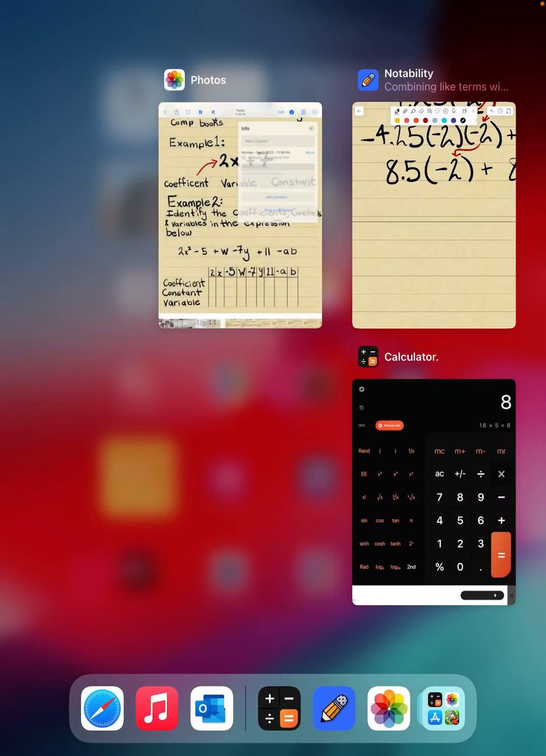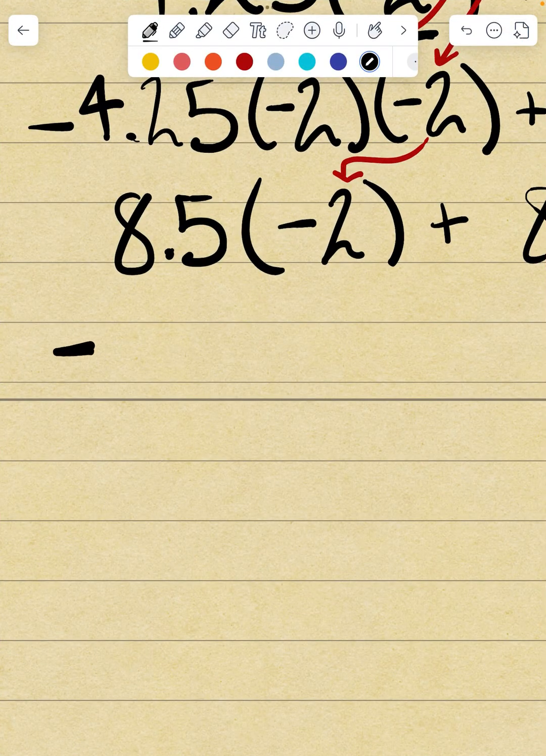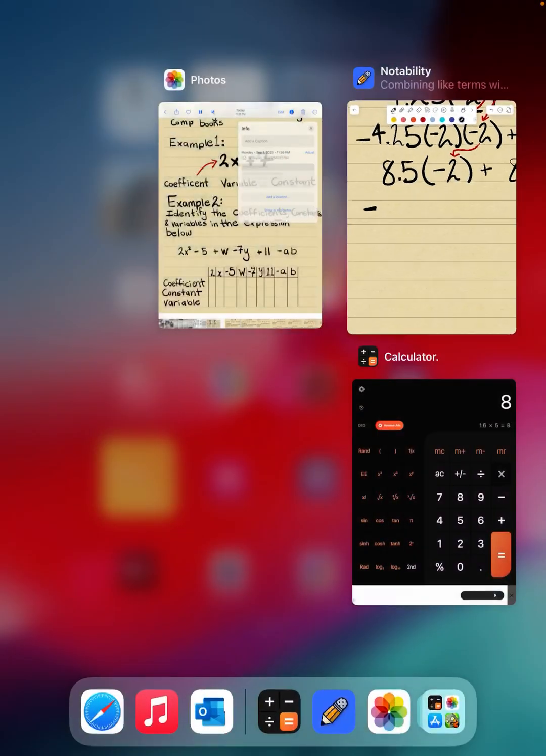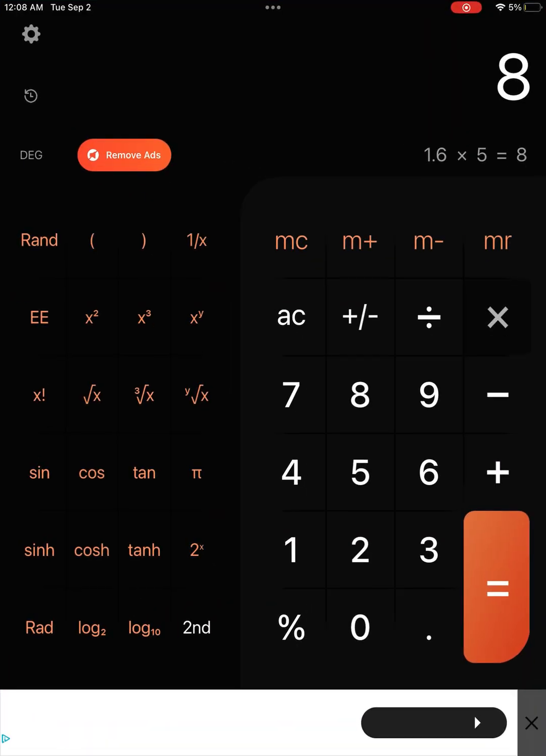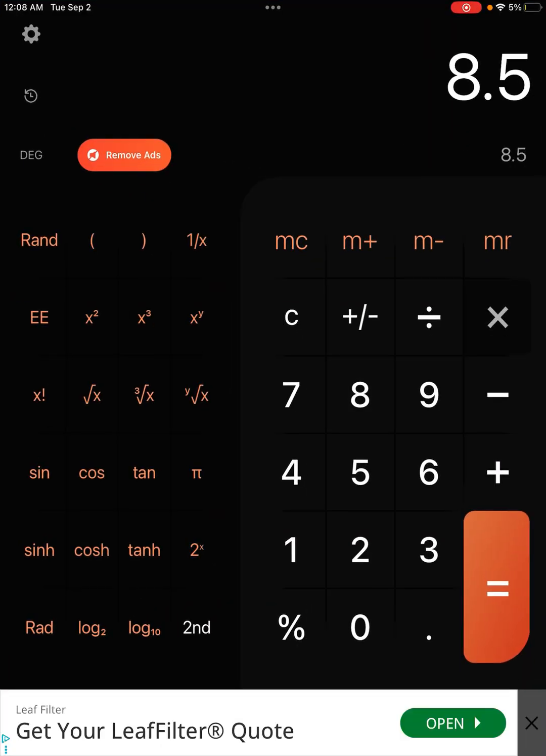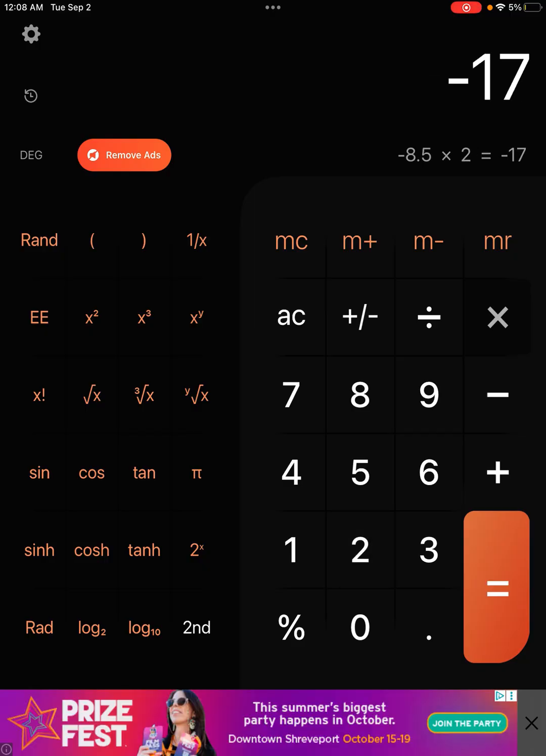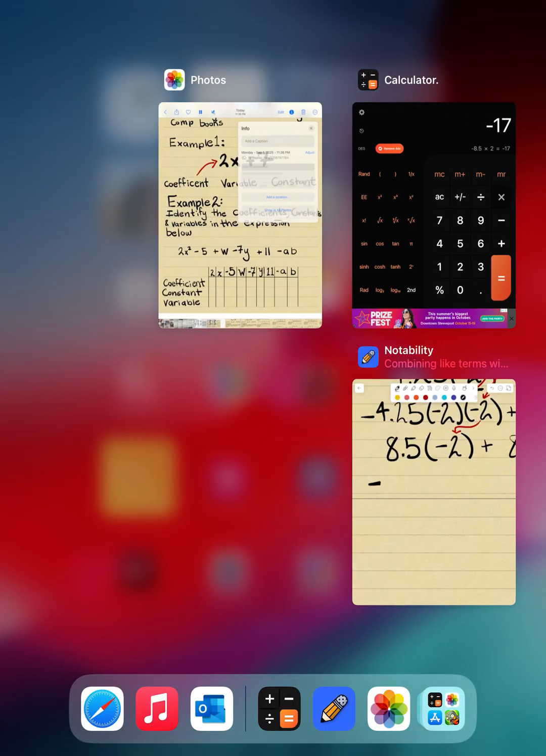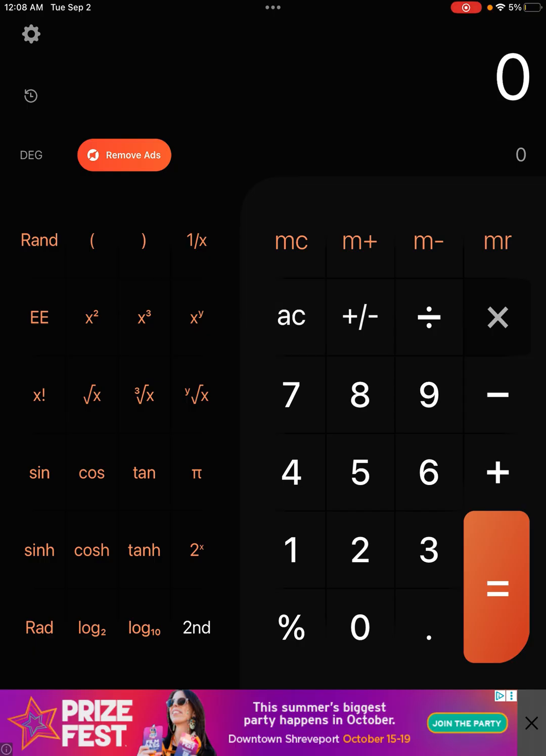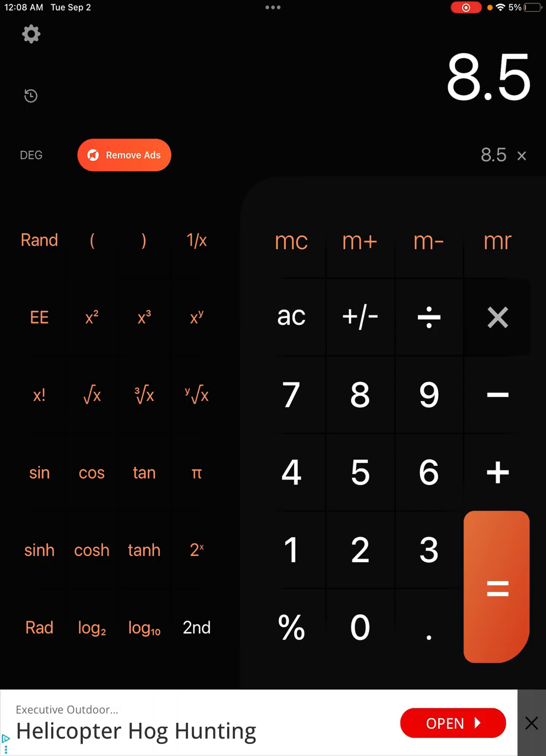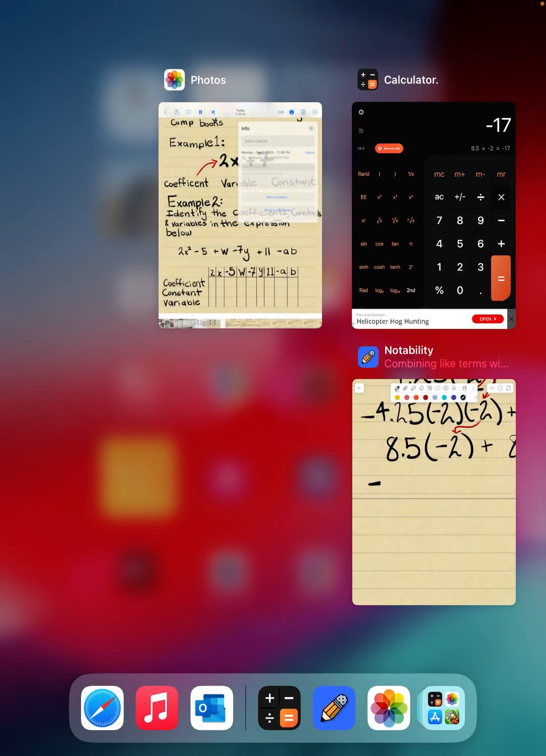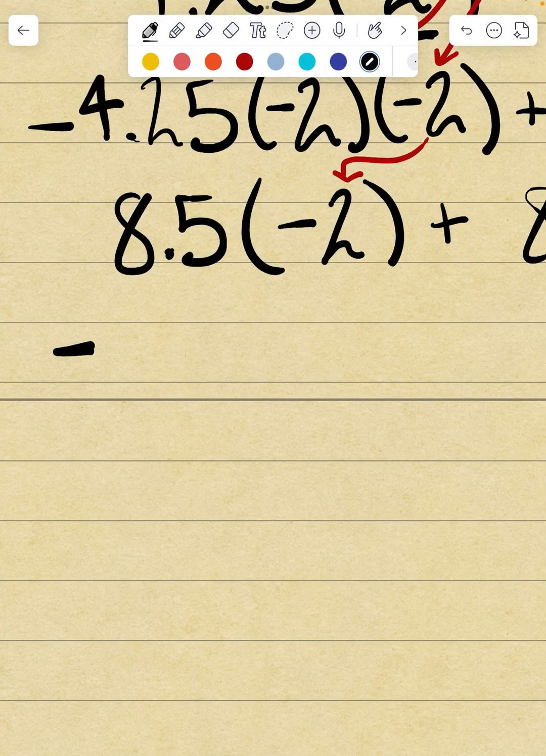So we're going to do 8.5 times negative 2. So first off, it's going to be negative because they have different signs. So we get 8.5 times negative 2. We get negative 17.